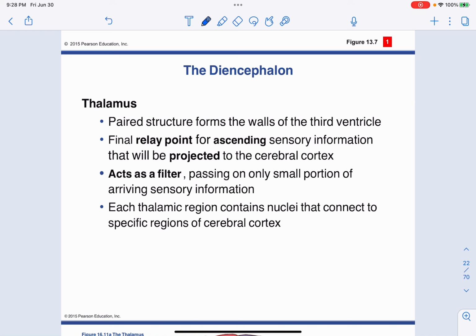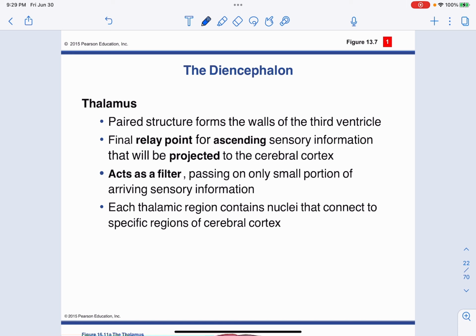Again, they form the walls of the 3rd ventricle, and they serve as the final relay station to sensory signals that are coming up from the spinal cord. So this is a sensory organ. No matter what kind of sensory information, whether it's somatic sensory from the skin or vision or hearing, all of it goes to the thalamus first, and then it goes to the cerebrum for processing.